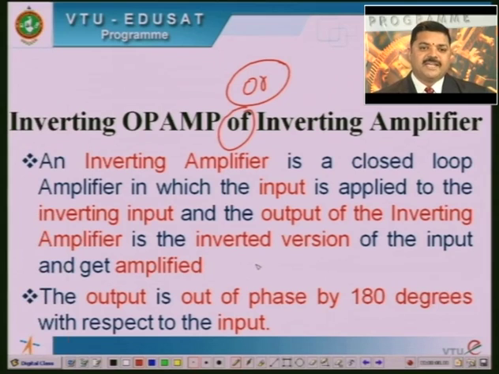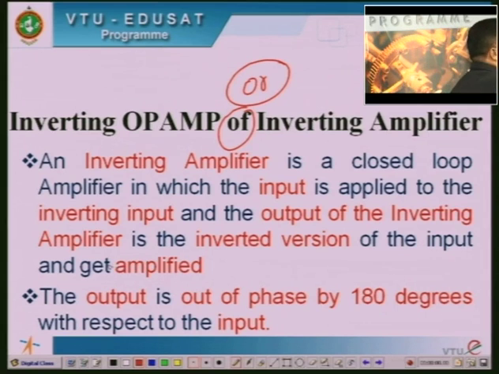Now, an inverting amplifier is a closed loop amplifier in which the input is applied to the inverting input terminal. If it is an inverting amplifier, input is applied to the inverting input terminal, and at the output it gets amplified but inverted. So, this is the definition of an inverting amplifier. Then the output is out of phase by 180 degrees. What is this out of phase by 180 degrees with respect to input? We will see that on the board.